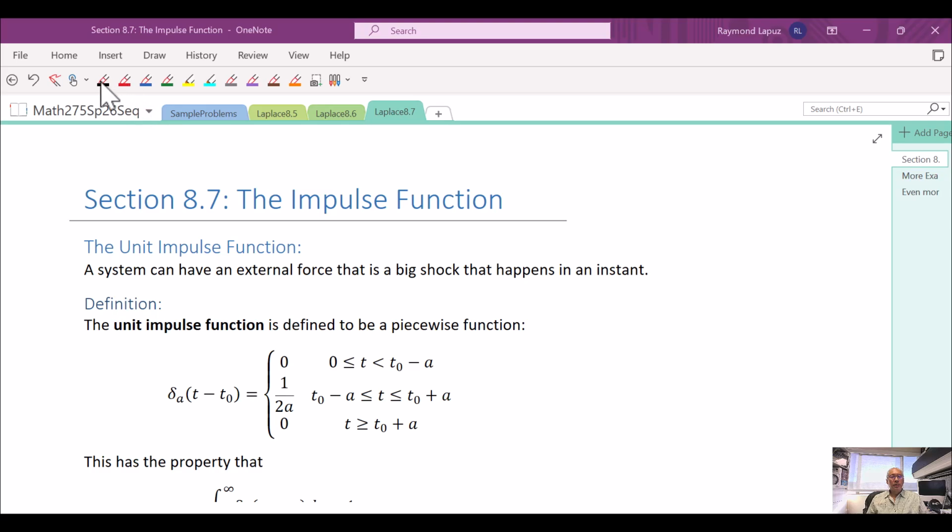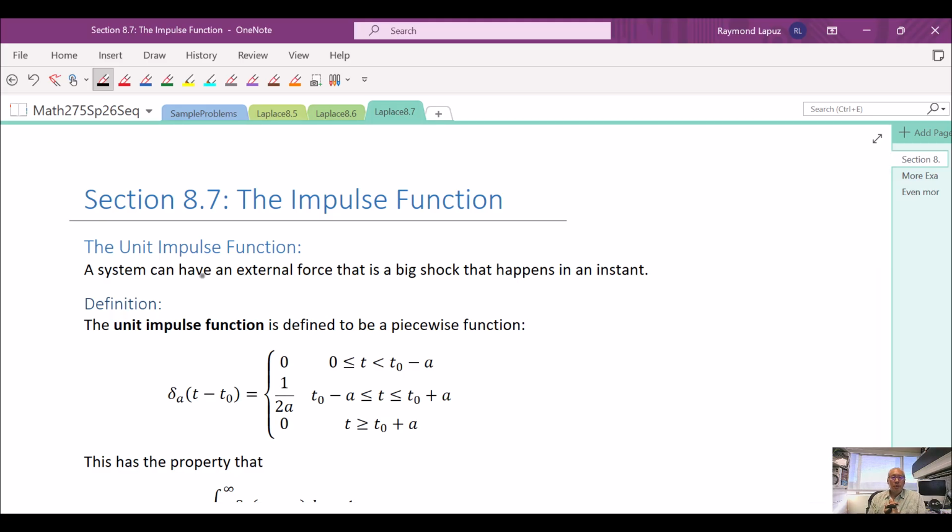Hello, we are in section 8.7 where we're looking at the impulse function, also known as the delta function. All right, the impulse function. So let's start off with the unit impulse. And well, before we do this mathematically, let's think about how this applies in physics.